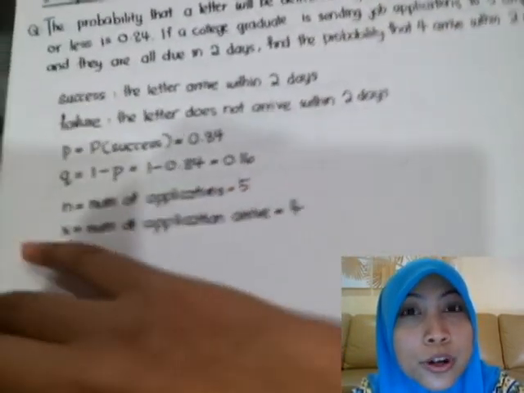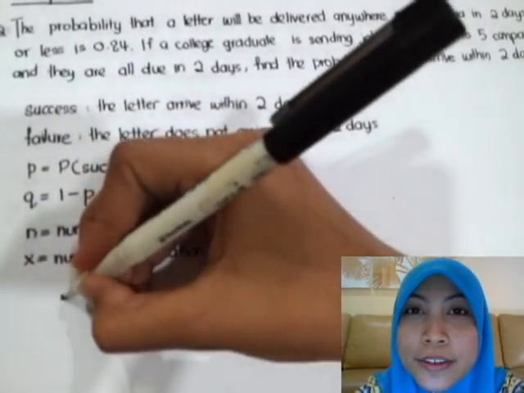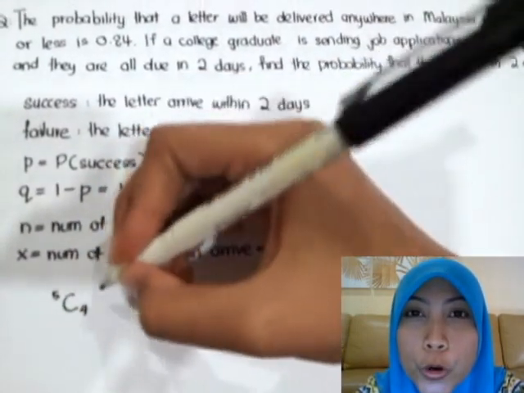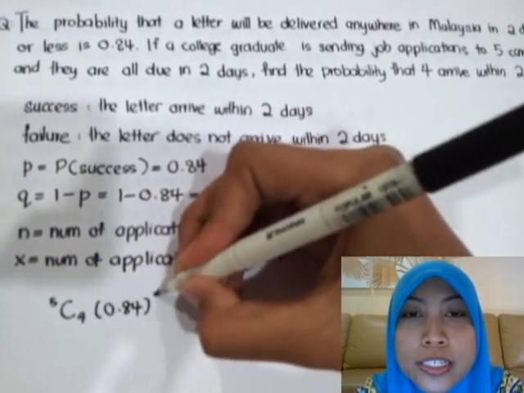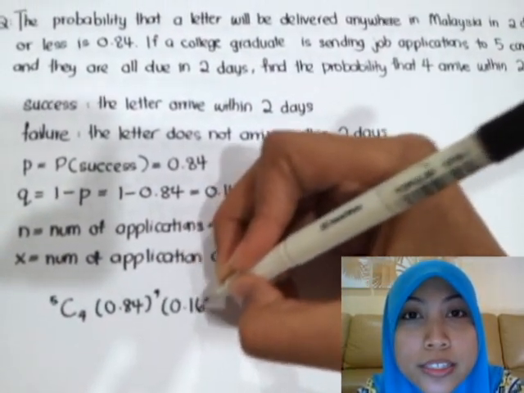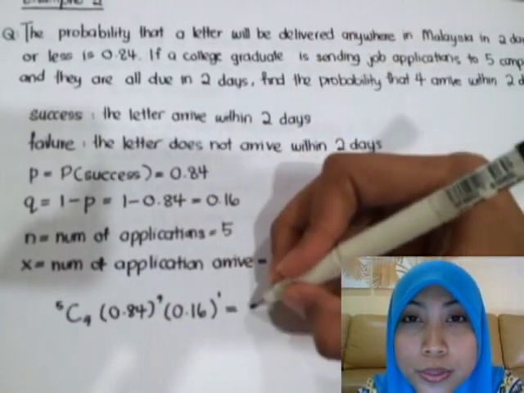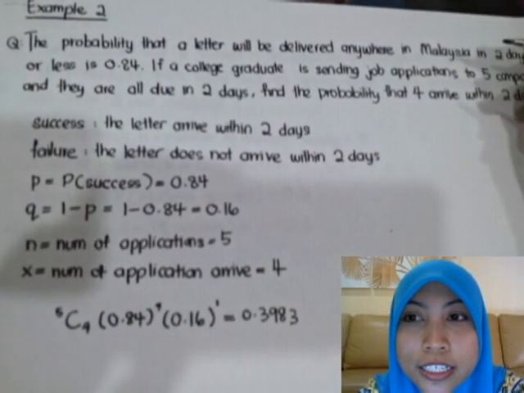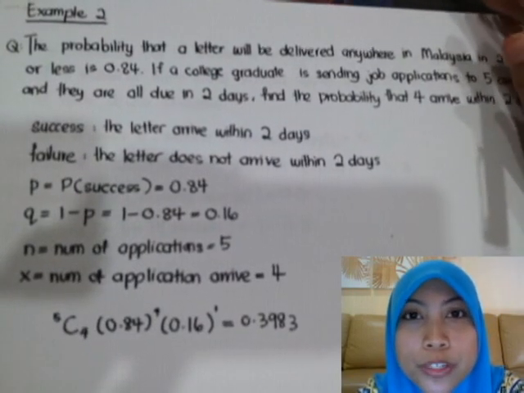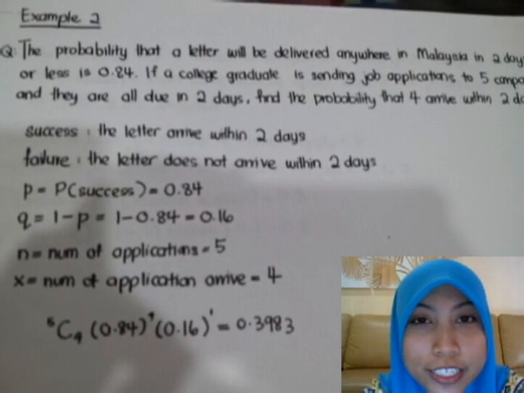So let's put all the figures in the formula. It will be something like this. 5 choose 4 times 0.84 to the power of 4 times 0.16 to the power of 5 minus 4, which is 1. So the answer will be 0.3983. The probability that 4 of the 5 letters will arrive on time is 0.3983. Let's try the last example.